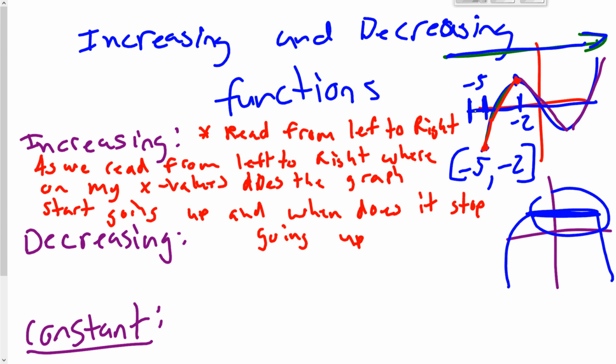On my x values, where does it start going up, and where does it stop going up? So you are looking at the y's because your y's are telling you where it's increasing, right? If my y is lower and my next y is higher, that means it's increasing, right? But you're not writing your y's down, you're writing your x's down. Where on your x axis does it start increasing, and where does it stop increasing?